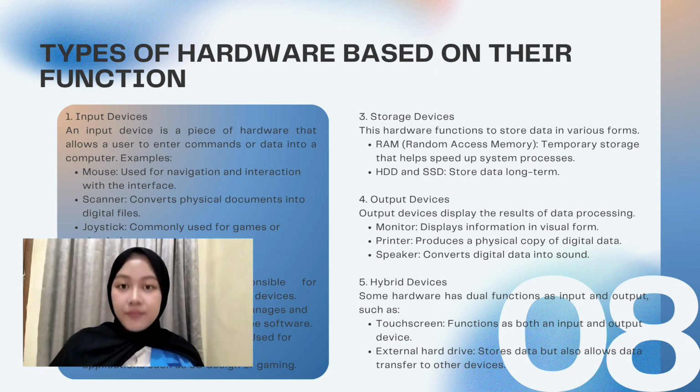Fourth, output devices display the results of data processing. For example, a monitor shows visual information, a printer produces printed documents, and a speaker produces sound. Finally, hybrid devices are hardware that can function as both input and output devices.